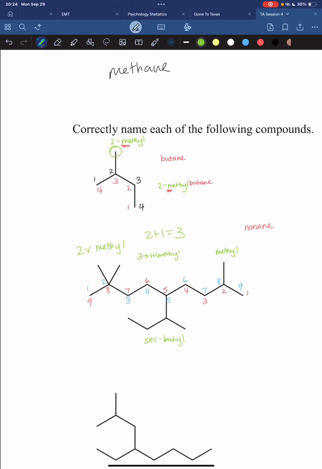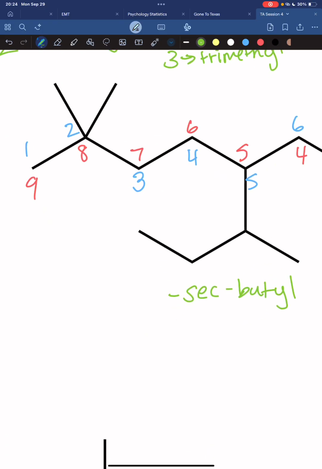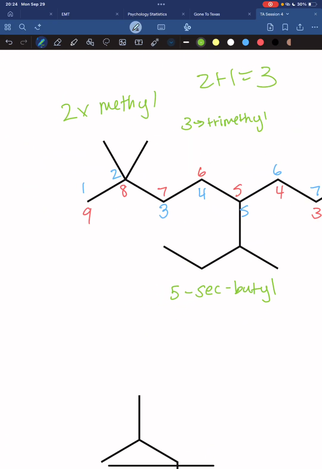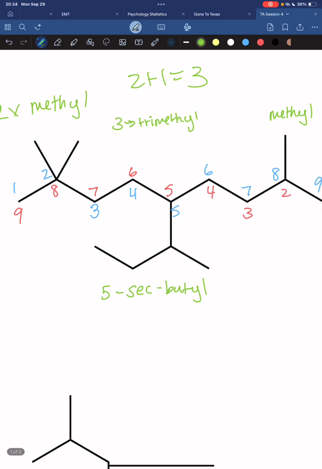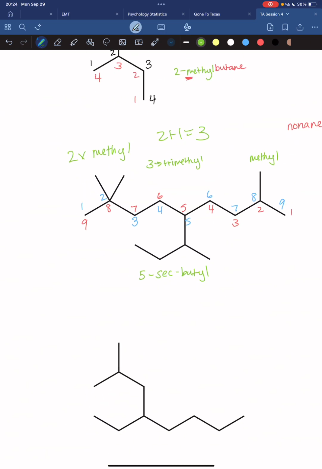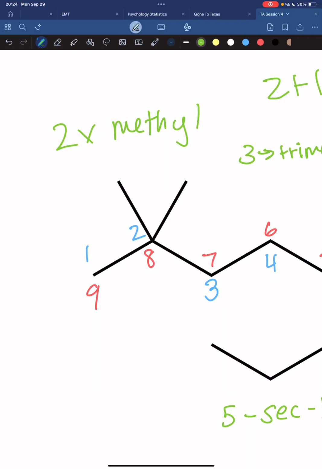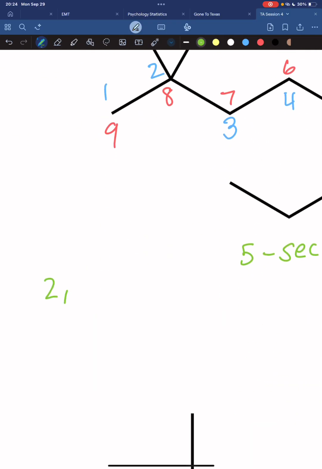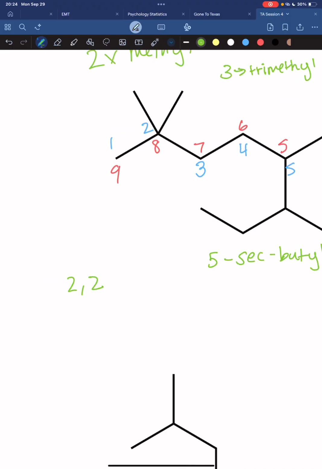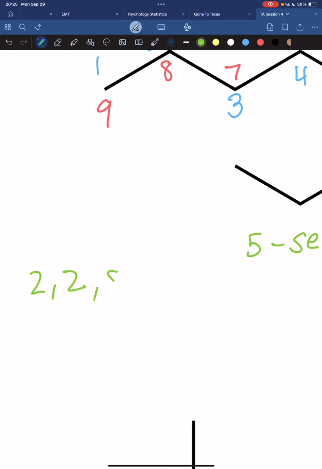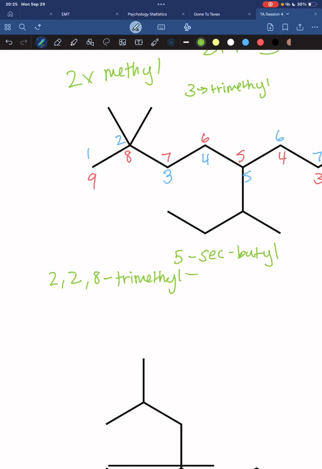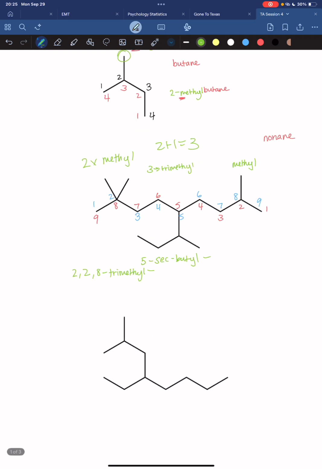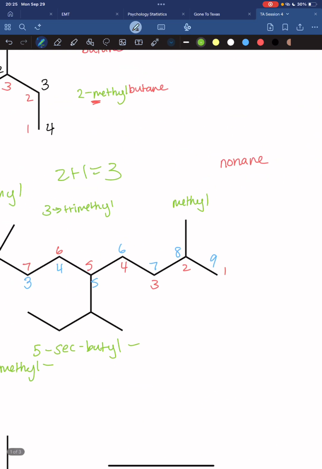So now we're just going to name it. So we have all of our substituents. I'm just going to write the carbon number on this one. And remember how we name substituents on a chain? We name them at every single carbon that they appear in the order that they appear. So in this case, we have 2 methyls on carbon 2. So we write it as 2, 2, because we write it for each time it appears, and then 8 trimethyl, and that's our substituent, right? So we have these 3 pieces. We have 2,2,8 trimethyl, 5-sec-butyl, and nonane.